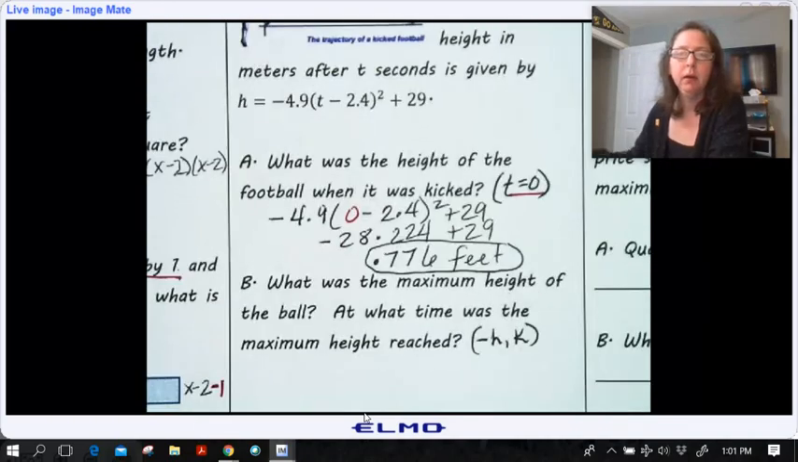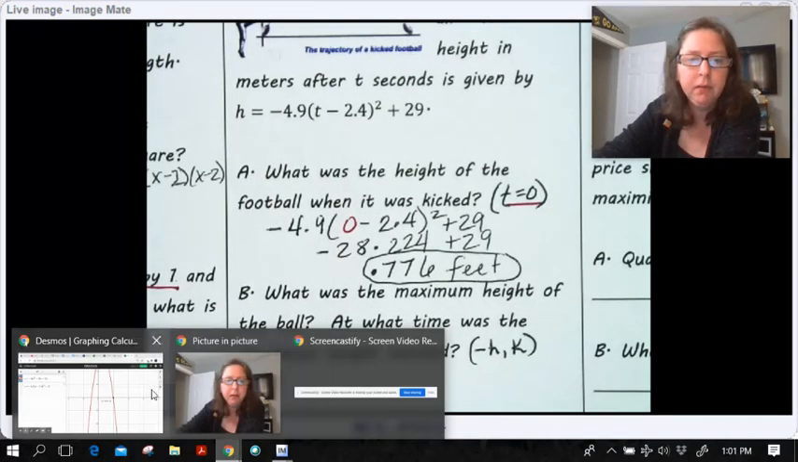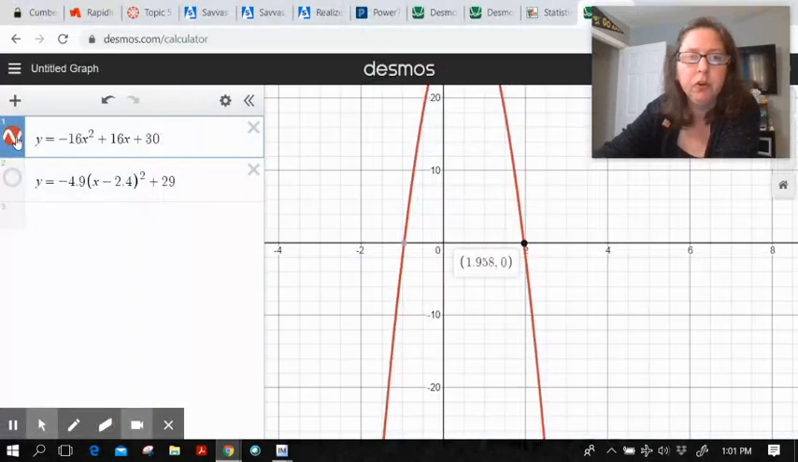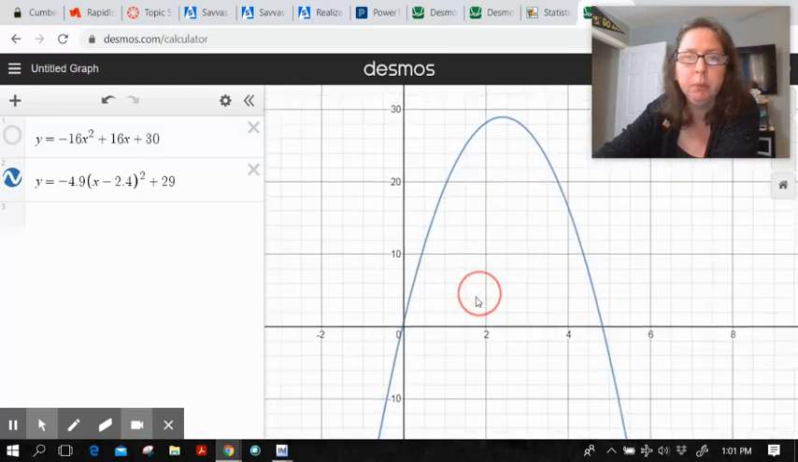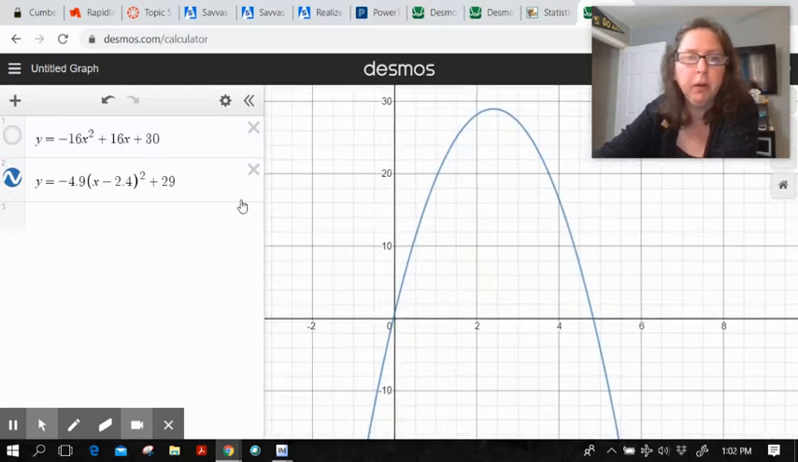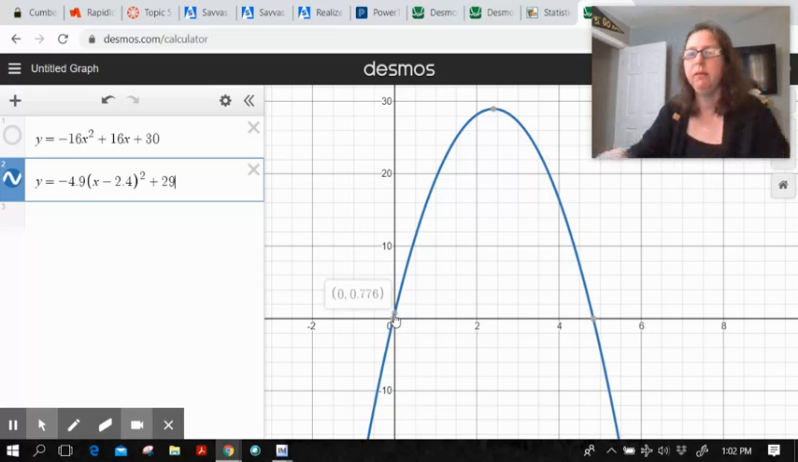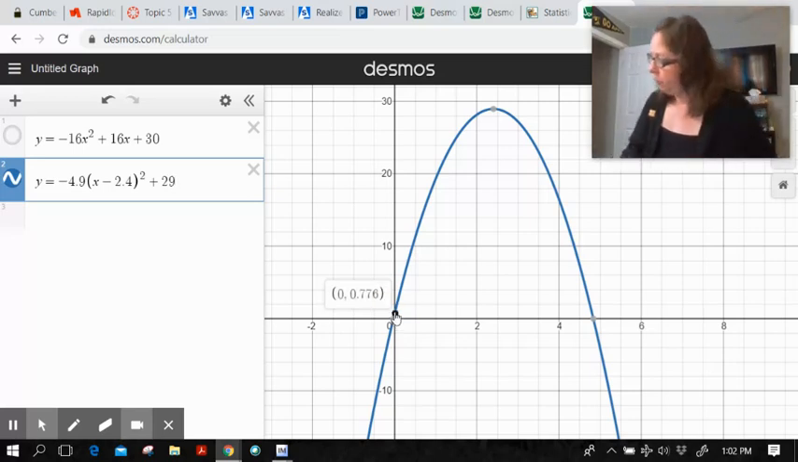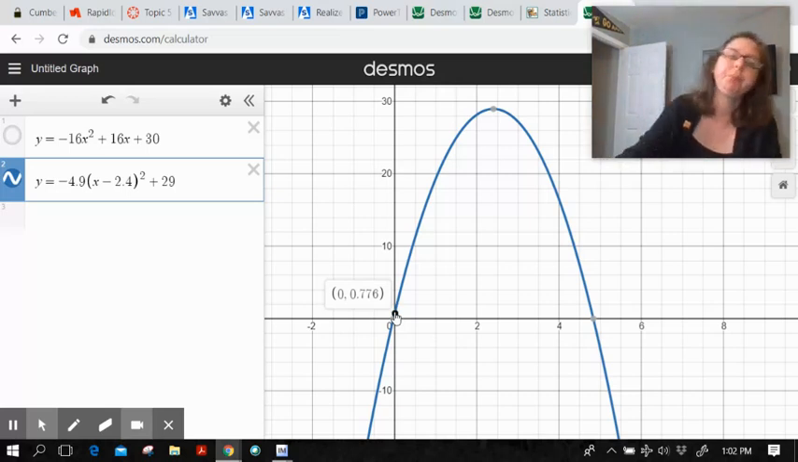All right, so let's take a look at our Desmos calculator really fast. I'm going to turn this one off. Now this blue line currently represents the football and the equation that we're currently working with. And so if I look right here at the y-intercept, I get 0.776, okay, which is the same answer that I got doing it by hand.